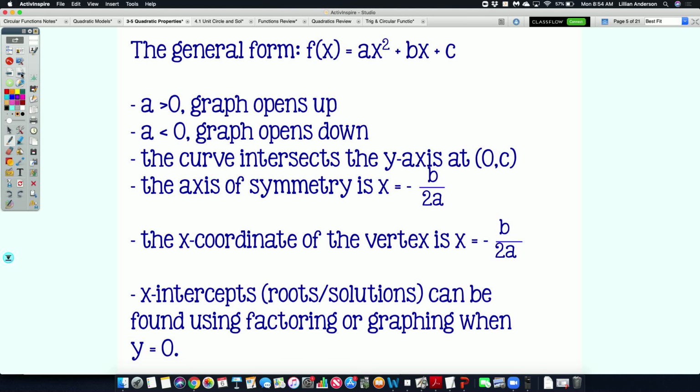So, let's look at the different forms that a quadratic can be written in. The first one is the general form. This one's in your foldable, okay? When a is greater than 0, and I'm talking about the number that's attached to the x squared, then that tells you that the graph is going to open up, meaning it's going to look like this. But if a is less than 0, that means the graph is going to open down, okay? Now, it doesn't matter whether it's a 1/2 or a -12. It's whether it's going to be a positive or a negative, okay?